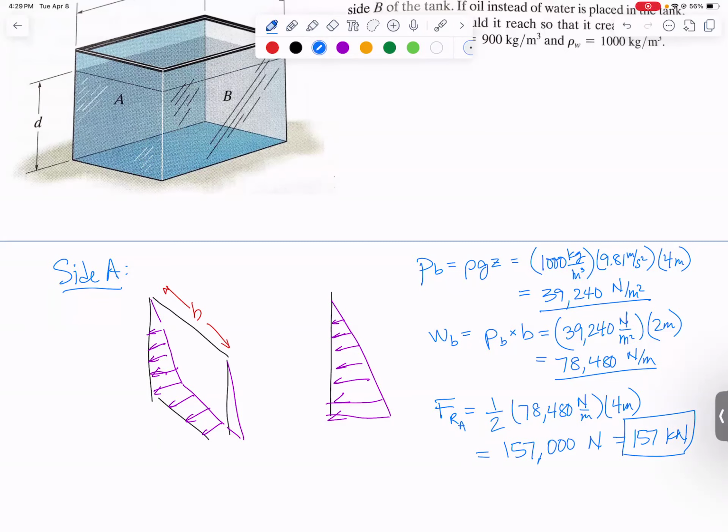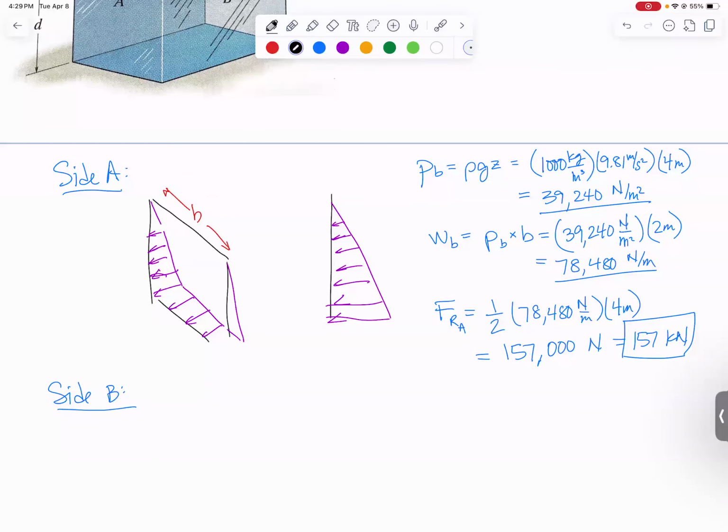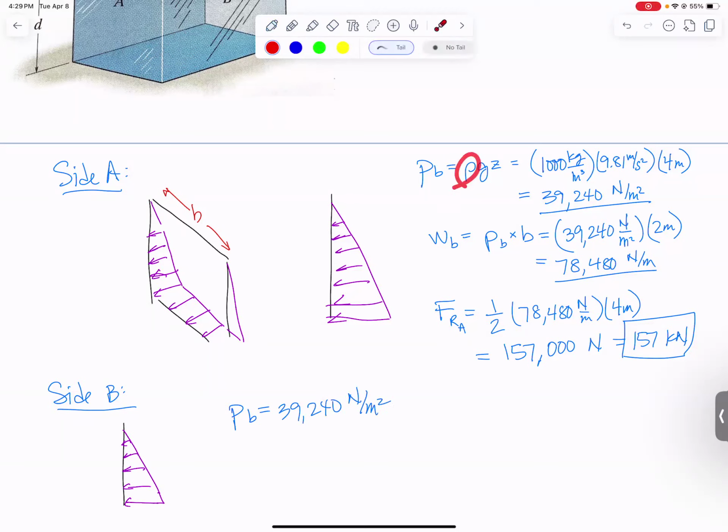Let's try side B. Should be pretty similar. If it's okay with you guys, I'm just going to jump straight to the 2-dimensional picture. Okay, can you see that the pressure at the bottom is going to be the same, 39,240 newtons per square meter? The reason is same fluid, same G, same depth, same pressure at the bottom.